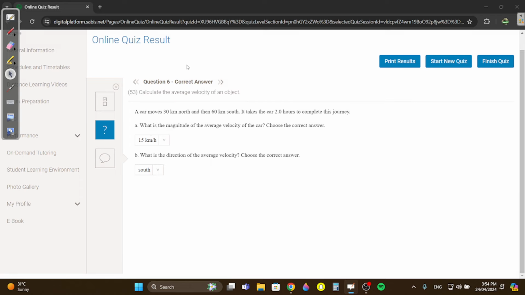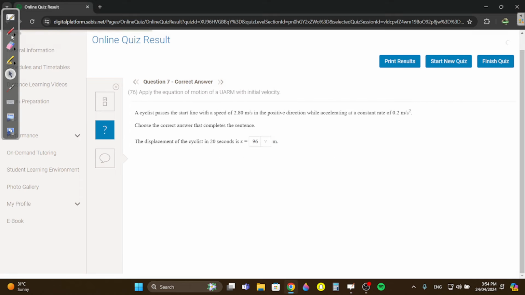Okay, question 7. Okay, this is the UARM formula. The cyclist passes the start line with a speed of 2.8. So he starts with 2.8, so U equals 2.8. Okay, U means initial velocity, so his starting velocity. He's moving in the positive direction. He's accelerating at a rate of 0.2.